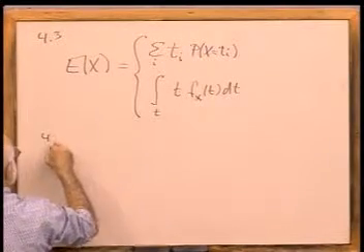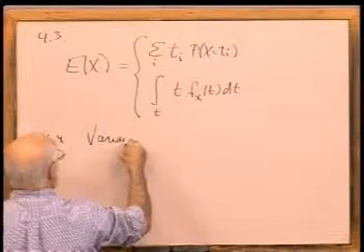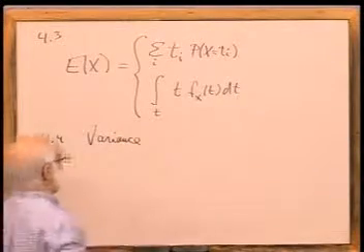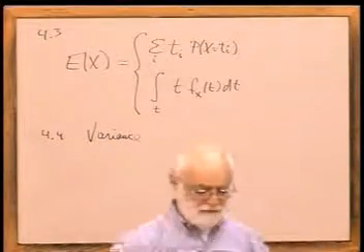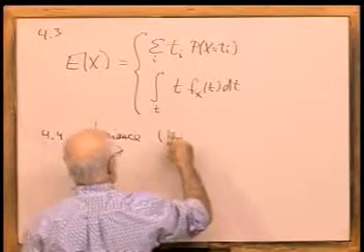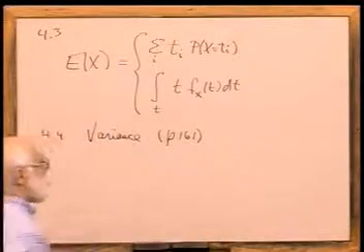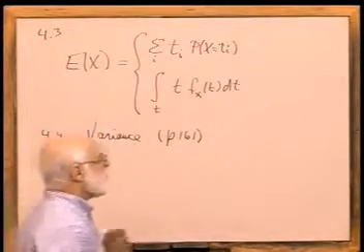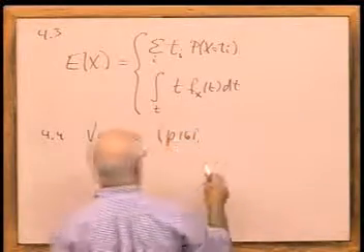And now I want to go to section 4.4, which is called variance. Now the expected value is intuitively straightforward, but the variance is at first a little bit more complicated. Maybe not complicated, but a little bit more unintuitive. You don't know why you're doing it. So first of all, we're going to define the variance.